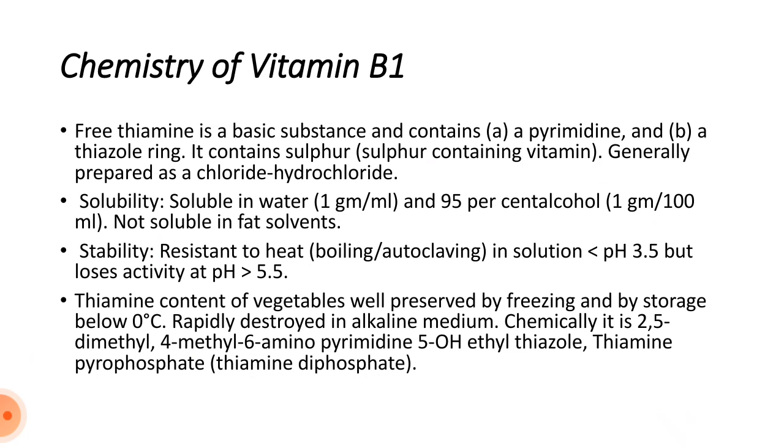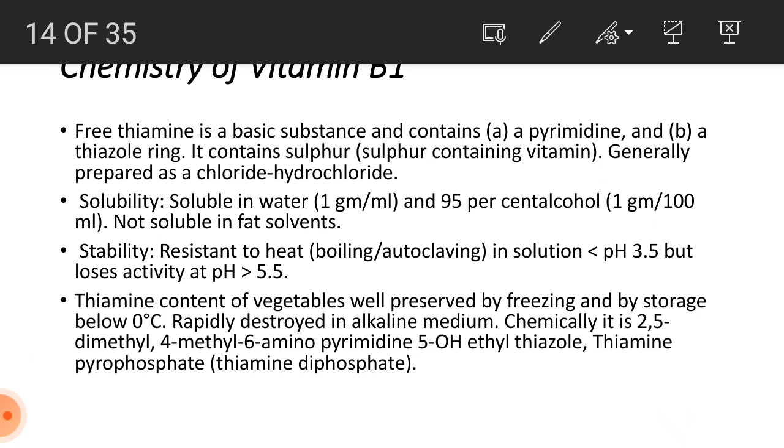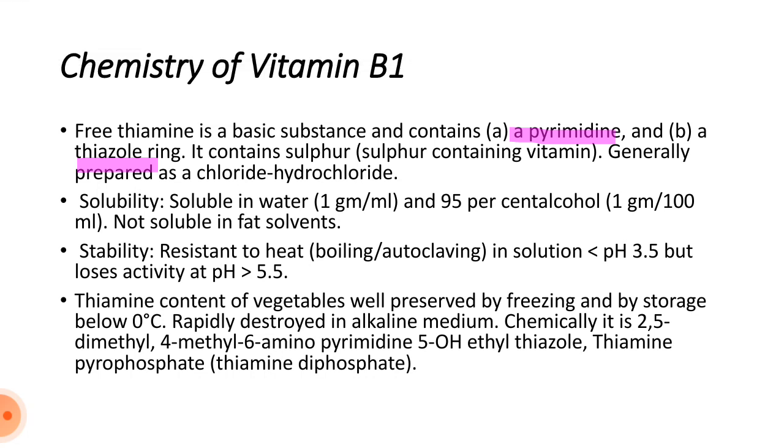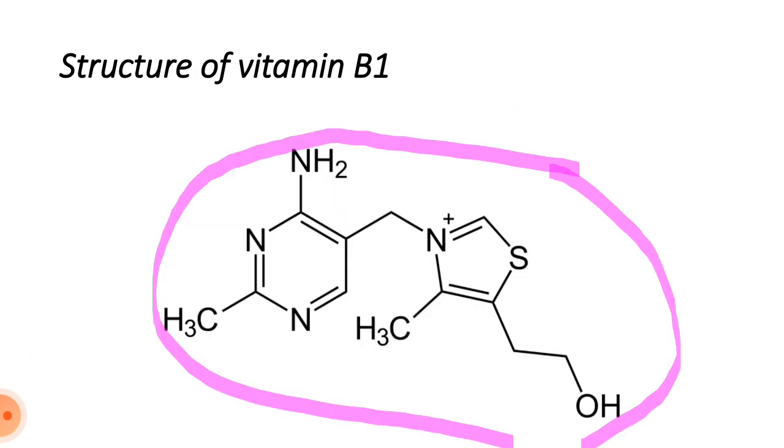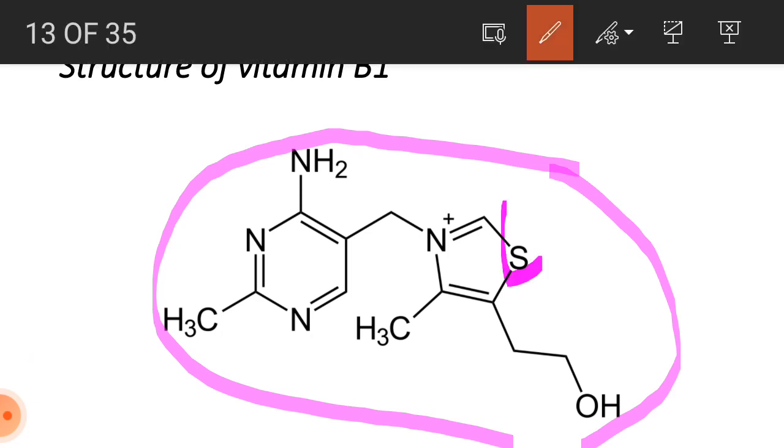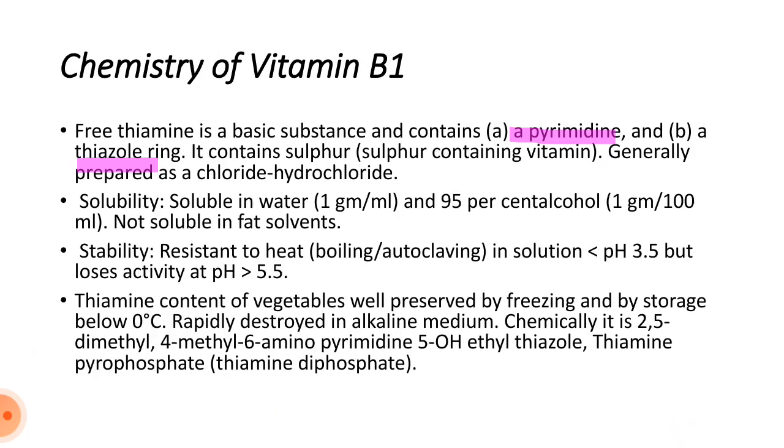So the free thiamine is a basic substance and it contains a pyrimidine and a thiazole ring. It contains a sulfur, hence it is a sulfur containing vitamin. It is generally prepared as a chloride hydrochloride. Let's look at its solubility.